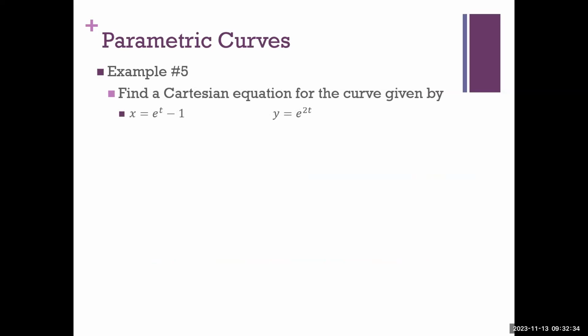We're not going to graph this one, but what I want to do is get an equation here that's Cartesian. So either x is a function of y or y is a function of x. Any ideas on how we can do that? We're not going to graph this one, but I don't know if the graph would help us much anyway.